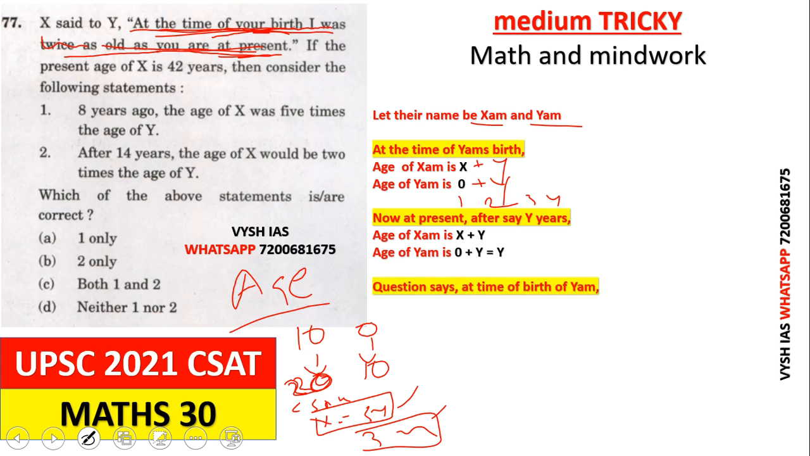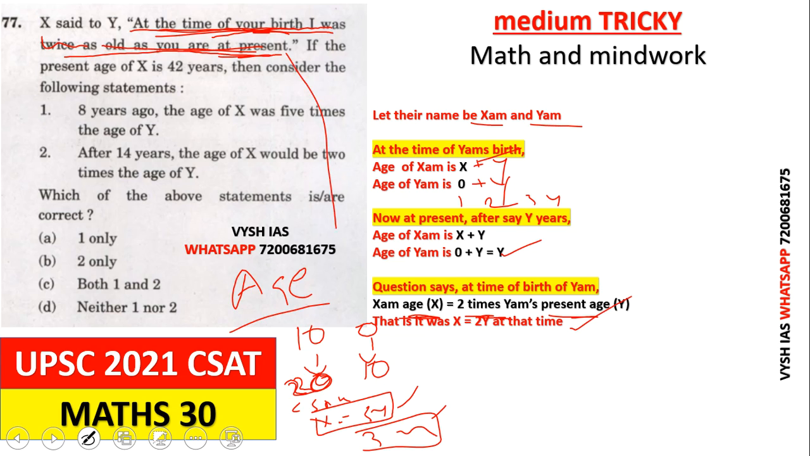What is the question telling? At the time of your birth, that is at the time of the birth of Yam, I was twice as old as you are at present. Meaning X was twice as old as Yam's present age. So X is equal to 2Y. This is the equation we derived just by converting this English sentence into a formula. X is equal to 2Y. This is at the time of birth.